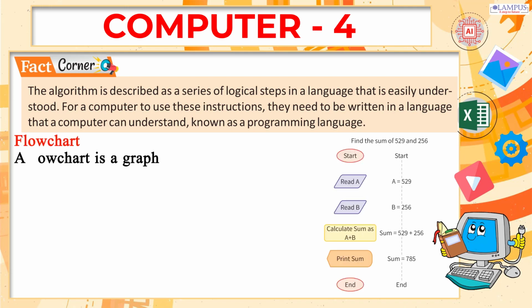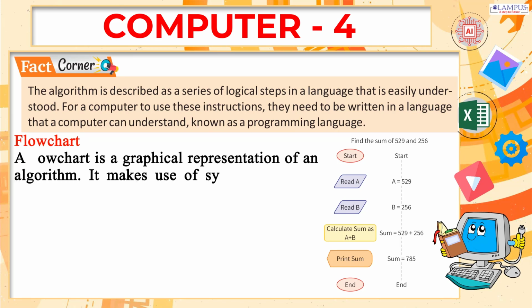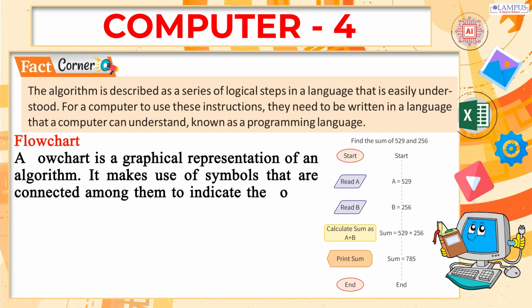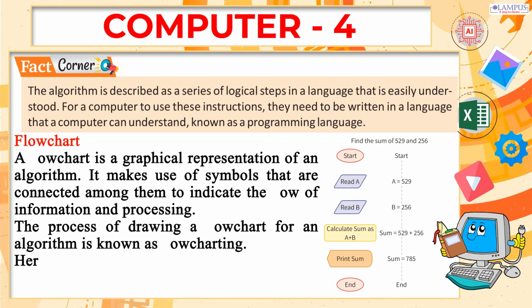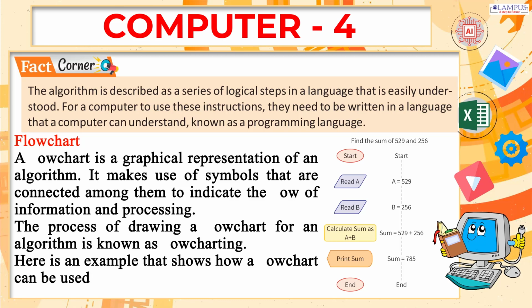Flowchart. A flowchart is a graphical representation of an algorithm. It makes use of symbols that are connected among them to indicate the flow of information and processing. The process of drawing a flowchart for an algorithm is known as flowcharting. Here is an example that shows how a flowchart can be used in showing a simple sum process.